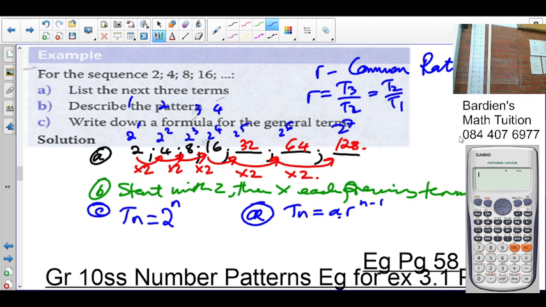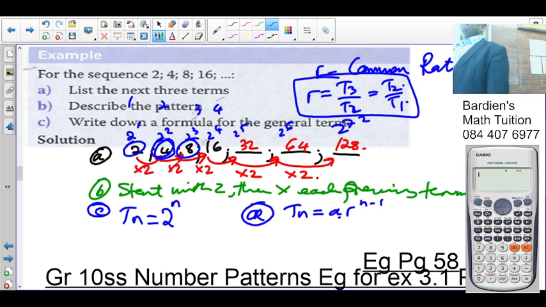So let's check if it works. What is term 3 here? 8. 8 divided by 4? 2. So that is 2. What is 4 divided by 2? 2. So yes, it is a common ratio. Do you guys understand?